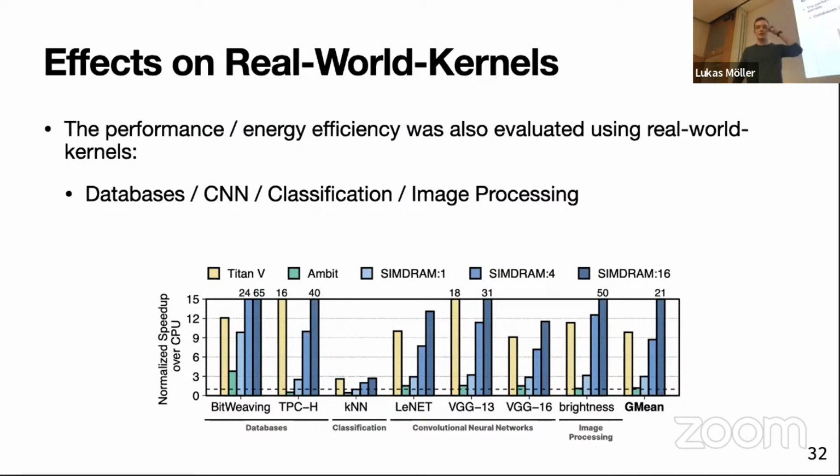Lastly, the effects were also evaluated on real-world kernels. We can see that a variety of real-world kernels was chosen here for evaluation. We have 2 database kernels with bit weaving and TPC-H query 1. We have k-nearest neighbor as a classification algorithm, various convolutional neural network implementations, and brightness as an image processing function. And we can see that everywhere SIMDRAM 16 is faster than the GPU, and this is a great sign. We can conclude that SIMDRAM is an effective and efficient substrate to accelerate many commonly used real-world applications.